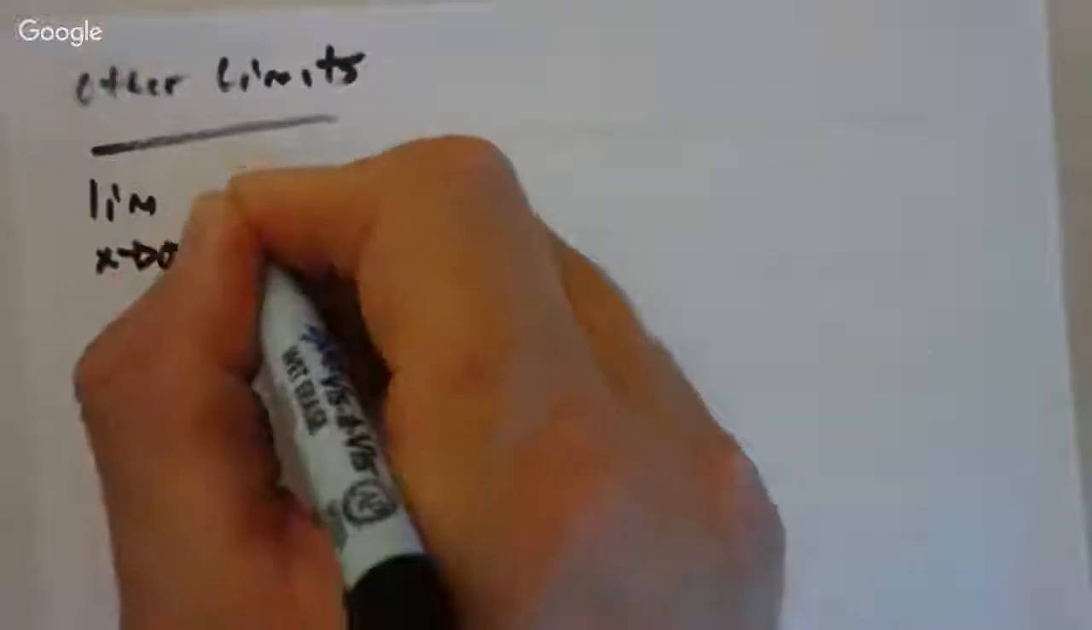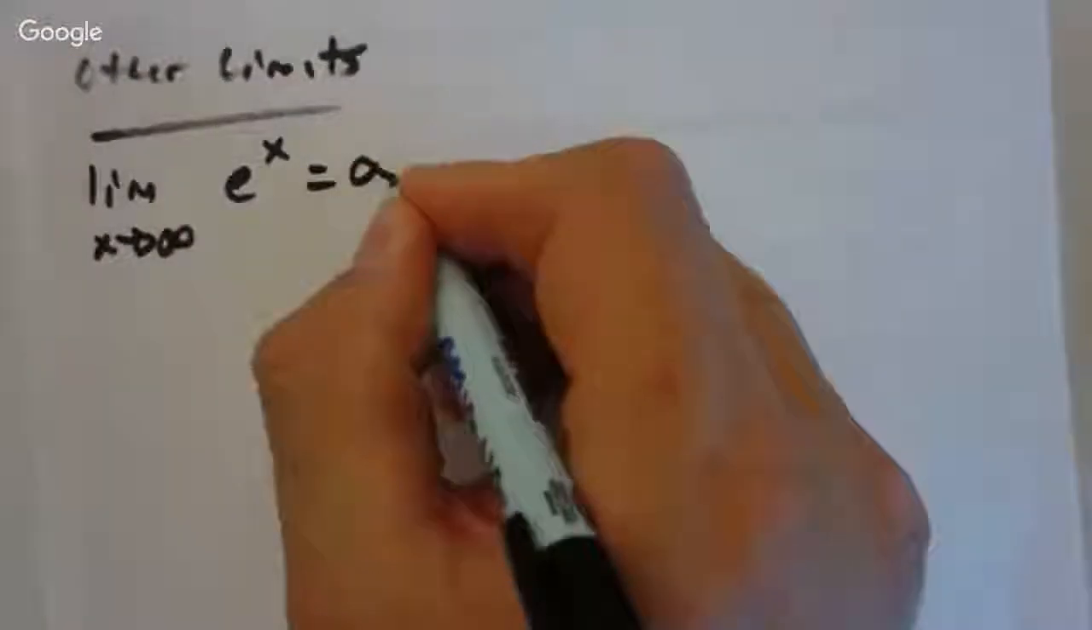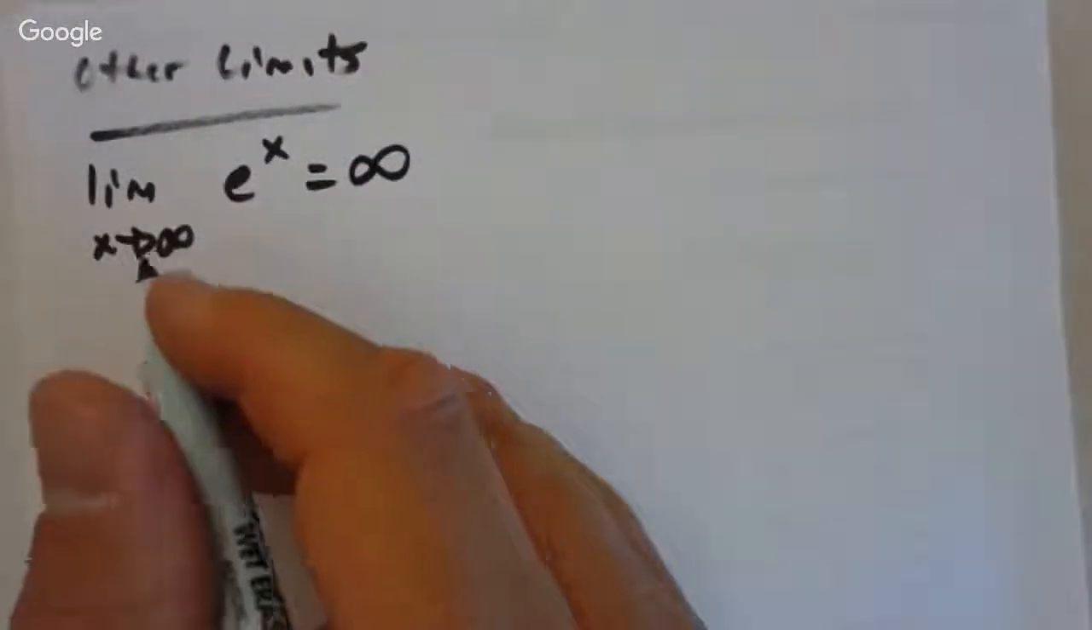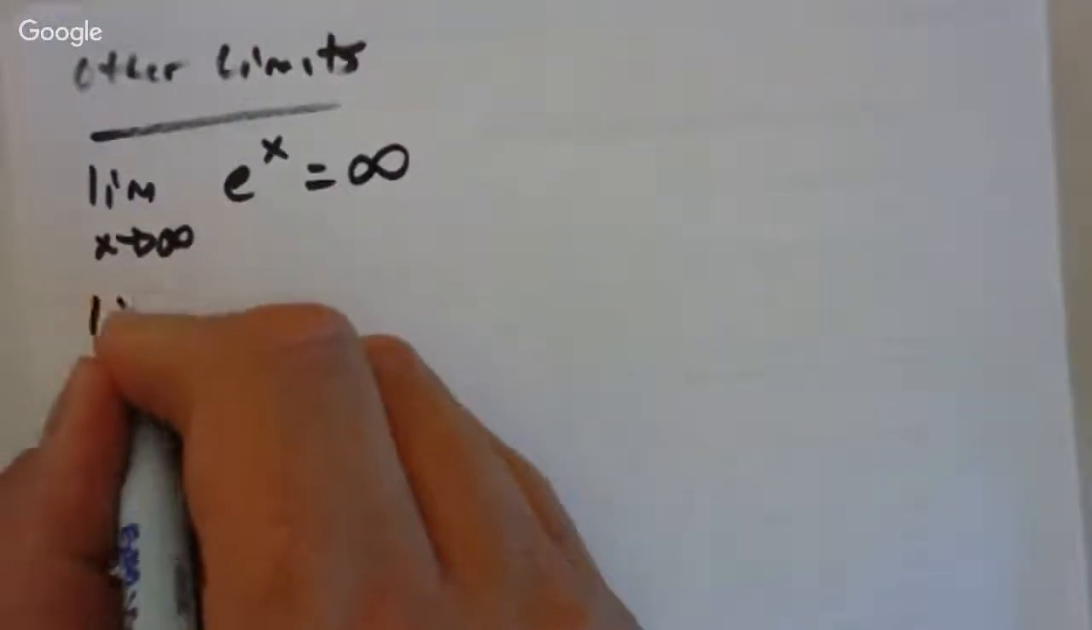Other limits. Let's talk about the limit as x goes to infinity of e to the x. Well, we've got e, that's like 2.718. We're raising it to a very large power. In other words, we're multiplying 2.718 by itself a very large number of times. That's probably going to infinity. Notice I put the equal sign in there because it is in your book. I really hate that though, but I do.